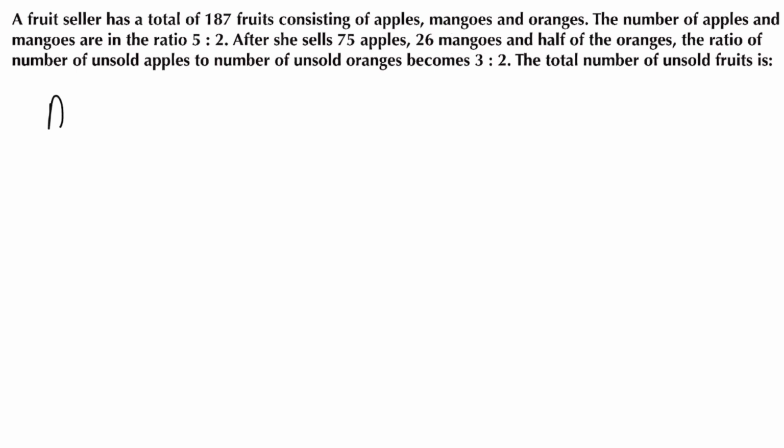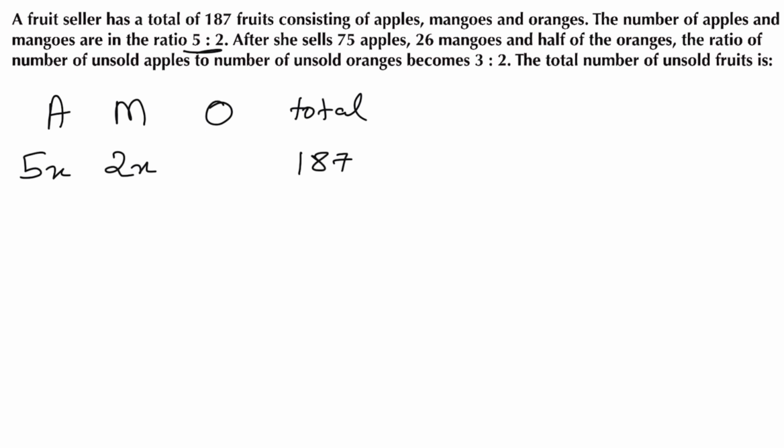So we have apples, mangoes, and oranges. The total number of fruits given is 187. And the number of apples and mangoes are initially in the ratio 5:2. So I can say there are 5x apples and 2x mangoes. Let the number of oranges be y. So I can write the equation 5x + 2x + y = 187, giving me 7x + y = 187.